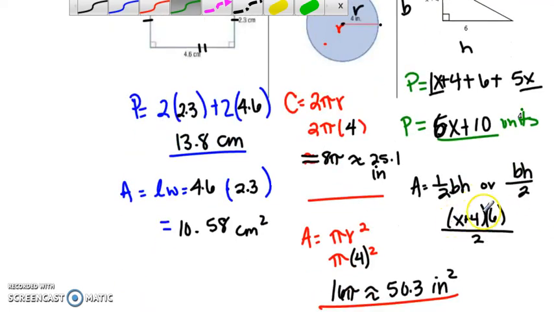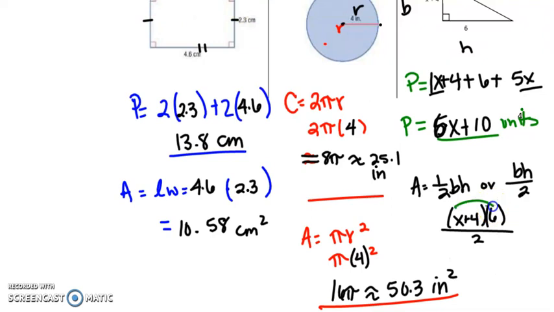So x plus 4 times 6 divided by 2. What that looks like is, you could distribute the 6 and then divide everything by 2, or divide the 6 by 2 and then distribute. Either one works just fine. So if we distribute and then divide by 2, that gives me 3x plus 12, which is what you would get in the other way. So units squared on that last one.